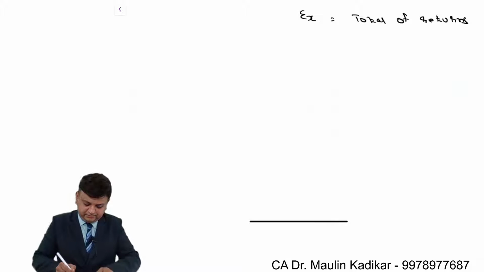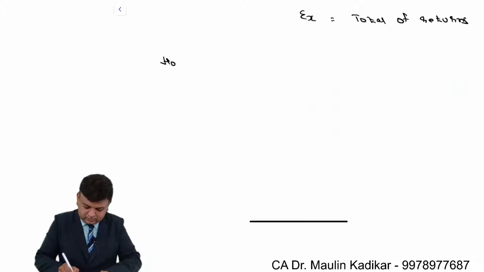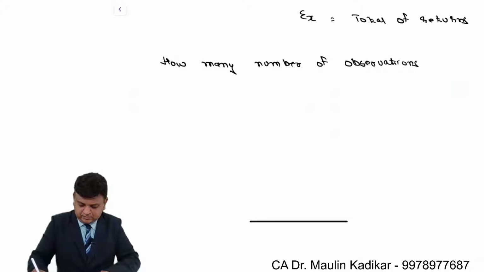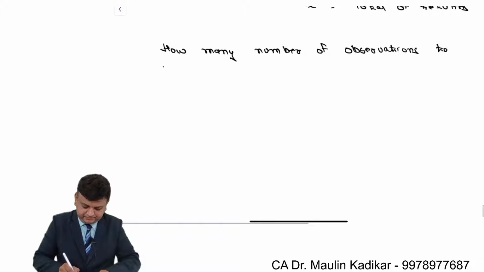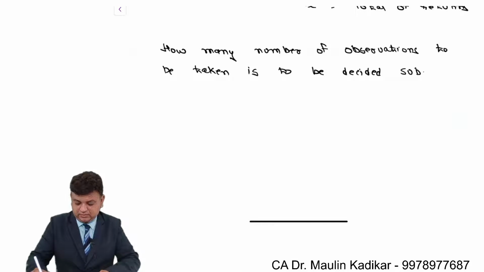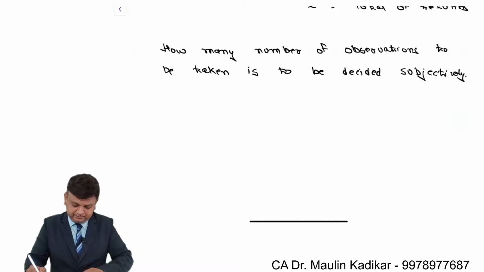With paragraph, write down: how many number of observations are to be taken is to be decided subjectively. Full stop.